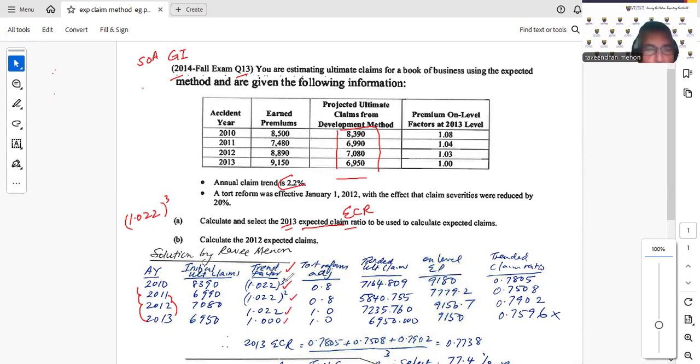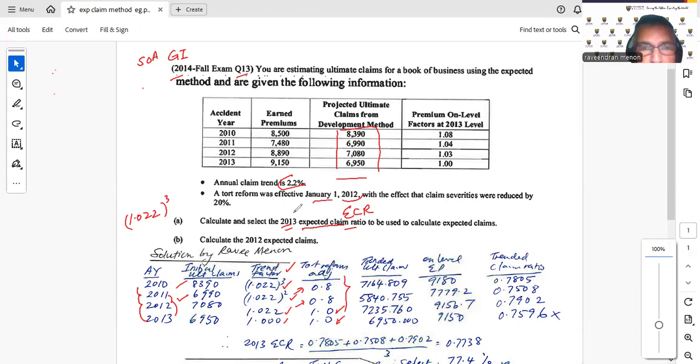Once you have applied your trend factor, you need to adjust for tort reform, where you restate the historical claims. That's what you see here, the tort reform adjustment. You adjust for tort reform, you restate your historical claims. This is effective January the 1st, 2012. So that's why we see 2010 and 2011 will be 100 minus 20, which is 80%. So I've got 0.8, 0.8, and this of course will remain as 1 and 1.